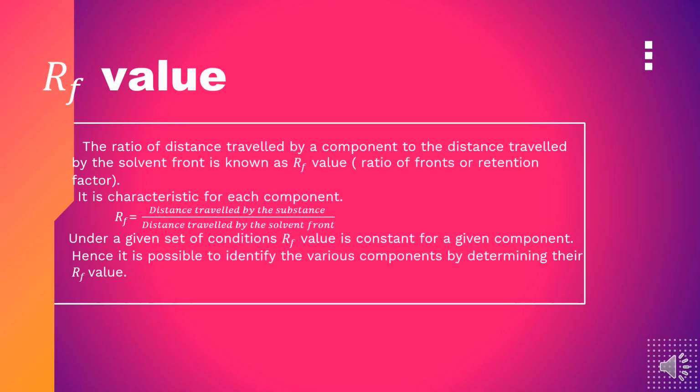The RF value, or the ratio of fronts or retention factor, is the ratio of distance traveled by a component to the distance traveled by the solvent front. It is characteristic for each component. Under a given set of conditions, RF value is constant for a given component. Hence, it is possible to identify various components by determining their RF value.